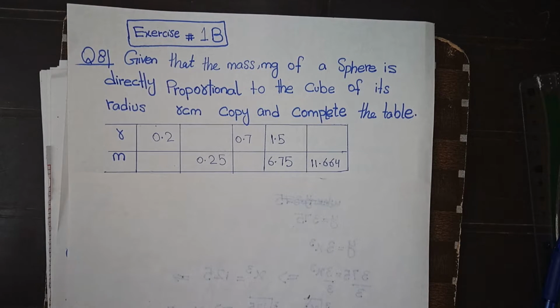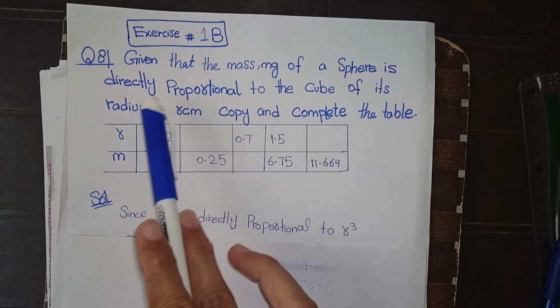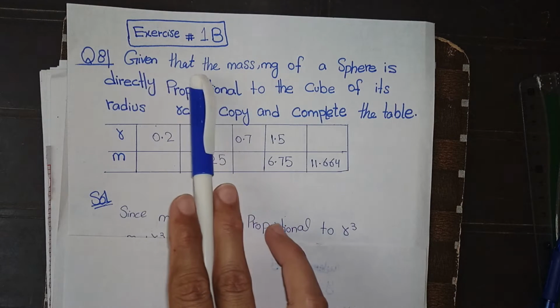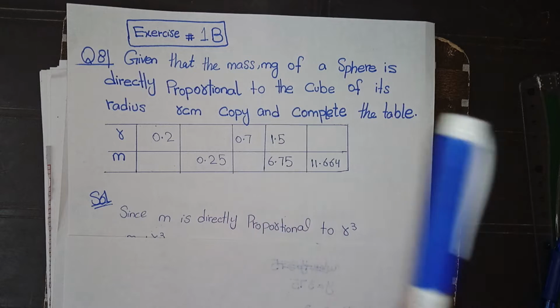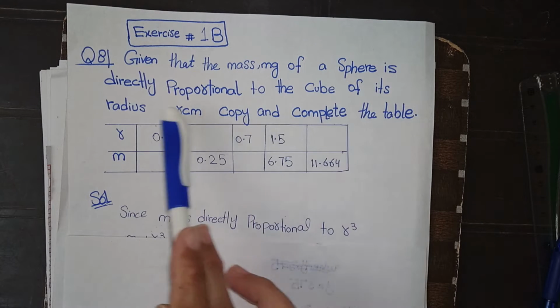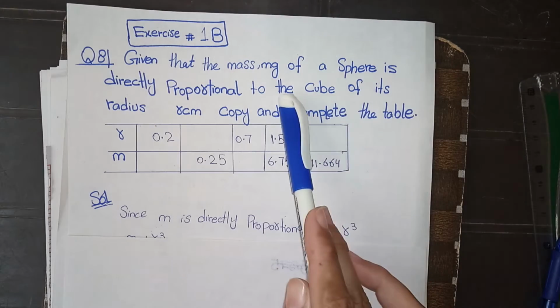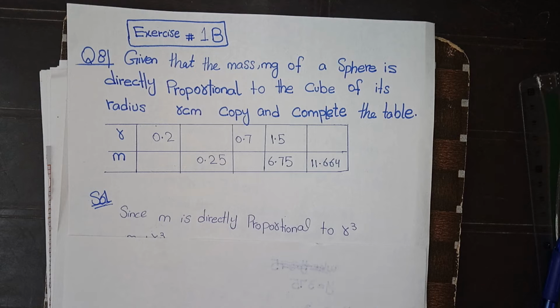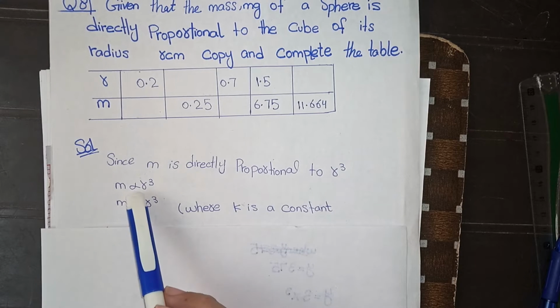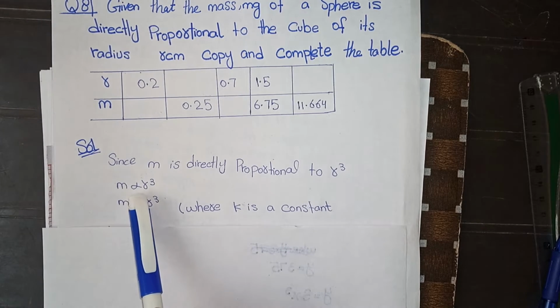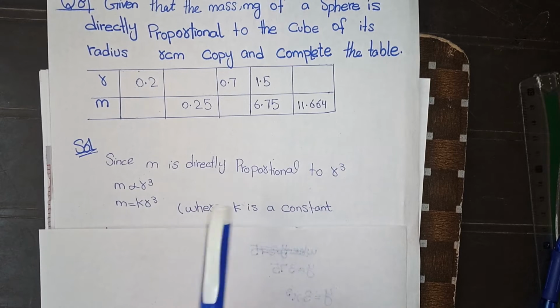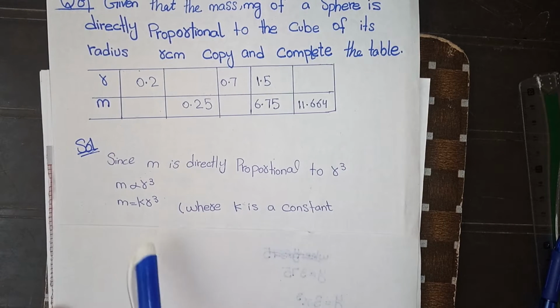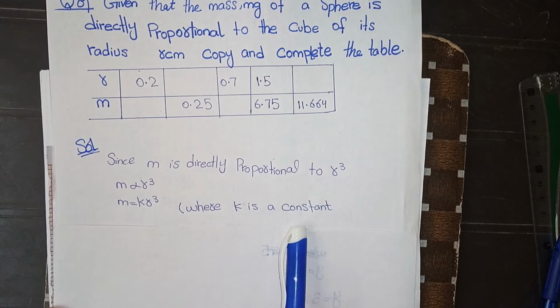Okay, firstly, since m, given that mass m grams, is directly proportional to the cube of its radius, radius meaning r centimeters. So since m is directly proportional to r cube, this sign is a proportionality sign. Proportionality sign changes with equality. Here we insert k like that. m is equal to k r cube, where k is a constant.